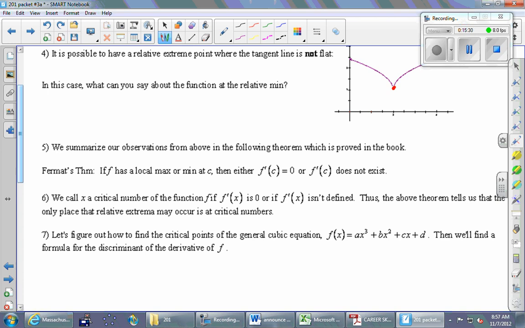Okay, so those are our two possibilities. If you are at a local max or min, then the derivative at that point is 0. We saw that in the roller coaster picture, or the derivative doesn't exist, like in this picture right here. Those are the only two possibilities to be at a max or min. Number 6, Josiah.